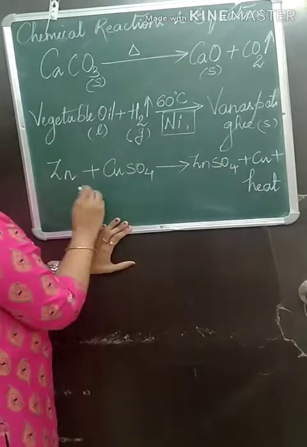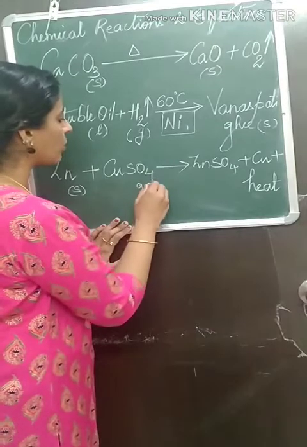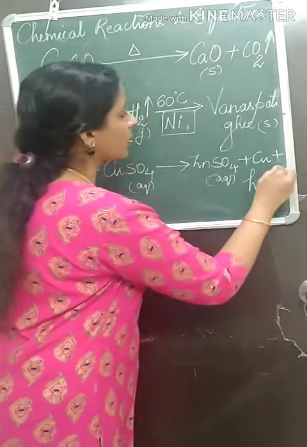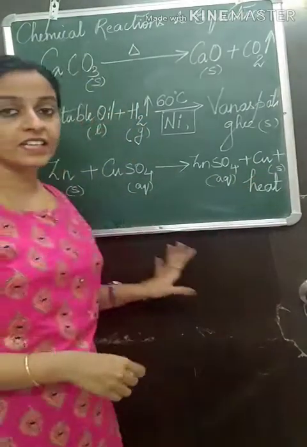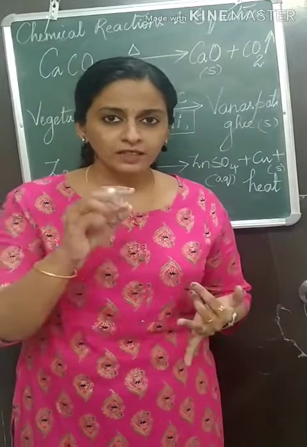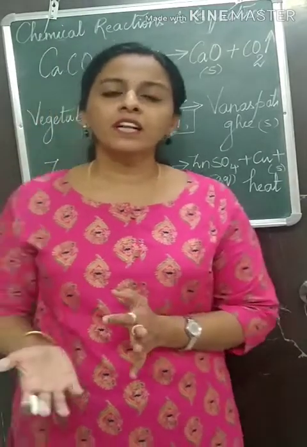Let us talk about the states. Zinc in solid state. This is in water, so aqueous state. Zinc sulfate also aqueous state. Copper solid state, and heat is evolved. It is given out. Understood? These are the main things that you have to remember when you are writing a chemical equation.